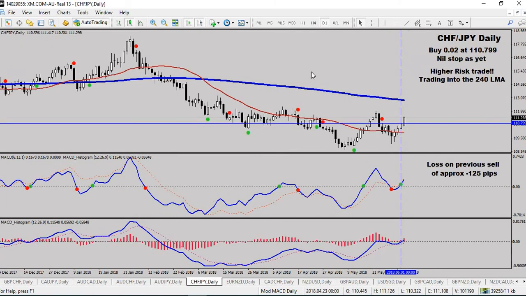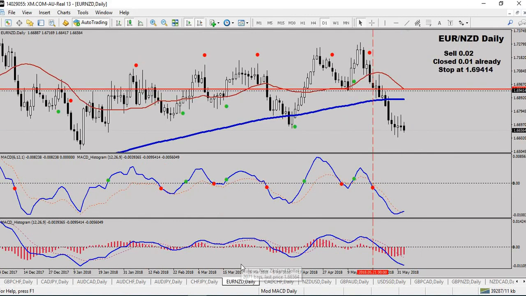And here we are in a yen trade, Swiss yen. I took a buy here, took a loss on the previous sell of 125 pips. That was on that red dot there. Now we're on the green dot, and hopefully it'd be nice to see it head up to the 240 LMA. So at least we're in the black.